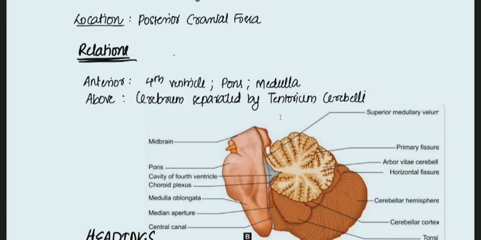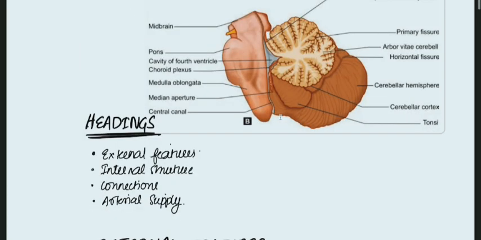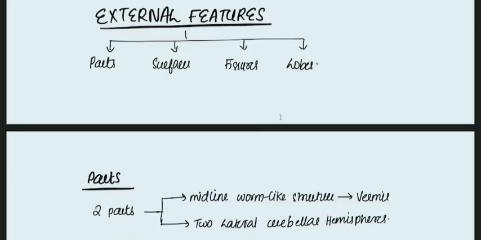So we have discussed the introductory part, and now we are going to study cerebellum under the following headings. First we will look at the external features, then we will look at the internal structure, the microscopic structure and the histology. Then we will learn about the connections of cerebellum, and finally we will end with arterial supply. So the external features of cerebellum.